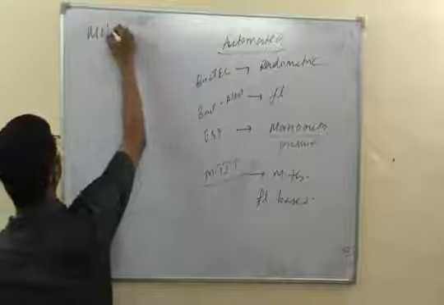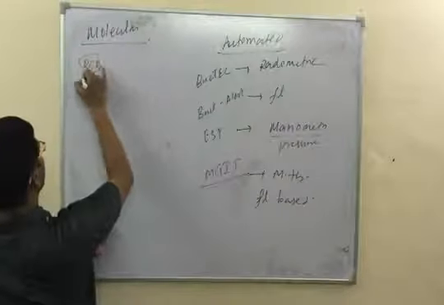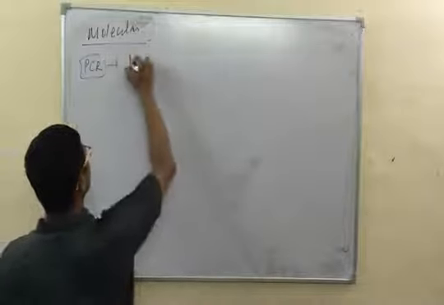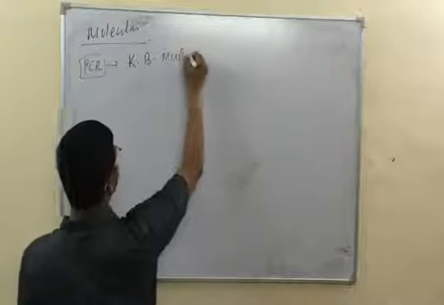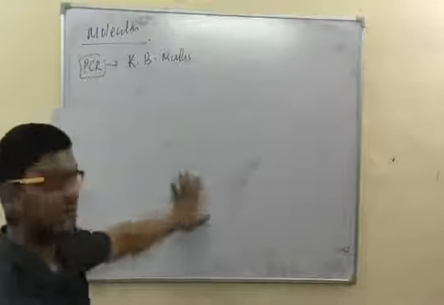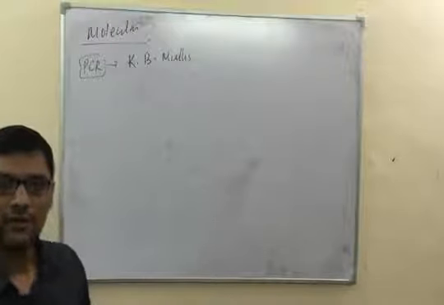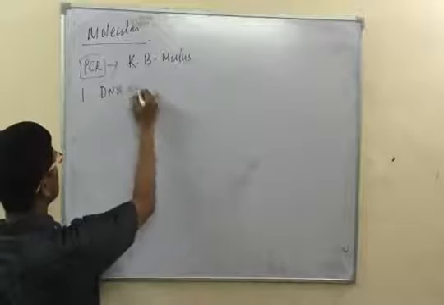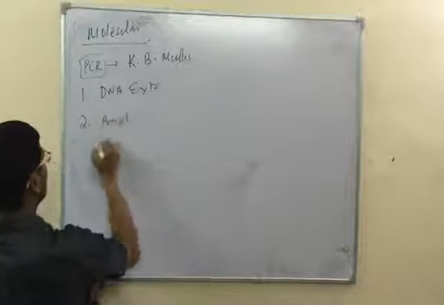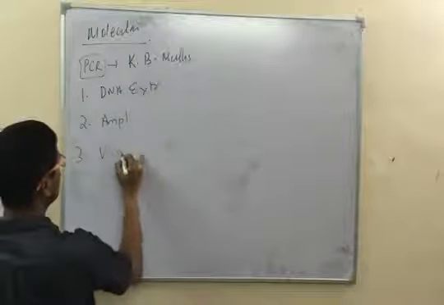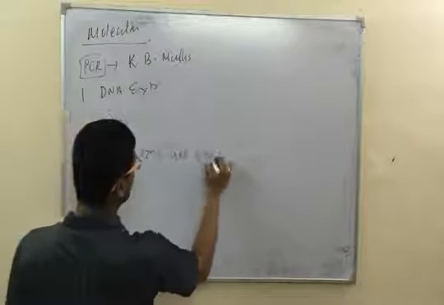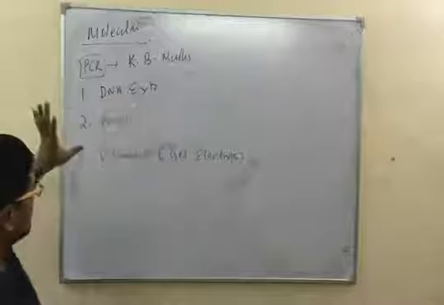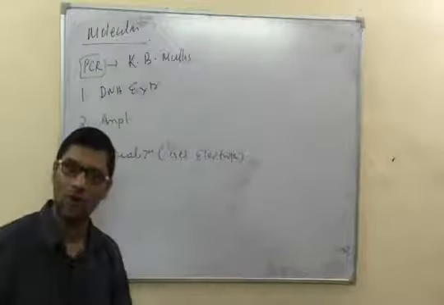Now I will tell you something about the molecular method, especially PCR, polymerase chain reaction. There are various molecular methods, and the most important is PCR, developed by Kary B. Mullis, and this is a method by which you can amplify a single copy of DNA into millions of copies. PCR has three basic steps. First is DNA extraction. Second is amplification of the extracted DNA. Third is visualization of the amplified DNA by doing gel electrophoresis.